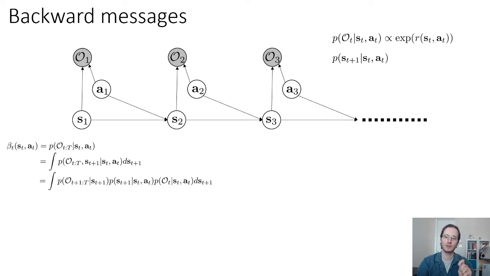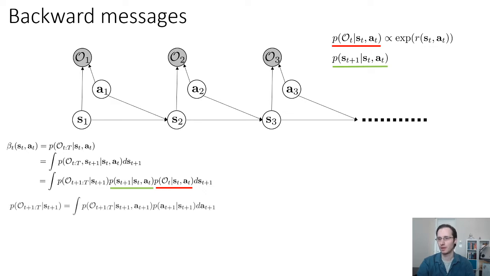Then we have the probability of st plus 1, given st at. That's just the transition probability that we already know. And then we have the probability of the remaining optimality variable ot, given st at. And that just corresponds to the exponentiated reward, because that's just one of the CPDs in our graphical model. So we know this thing. That's our transition probability. Although when we're doing RL, we might want to compute backward messages without functional knowledge of this probability. For now, we'll assume that we know it. And that just leaves this remaining term.